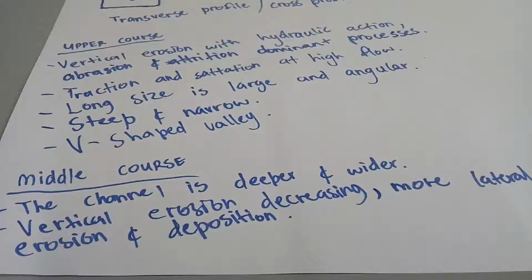Vertical erosion decreasing, meaning that the vertical erosion down in a riverbed is decreasing, and now this will cause it to stop going narrow and become wider and deeper, yes, and more lateral erosion and deposition and so on. That's for the middle course. Okay, let me add other information for the middle course.